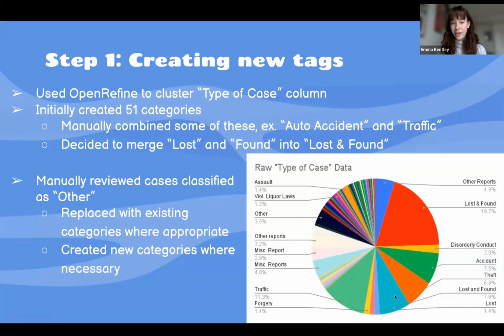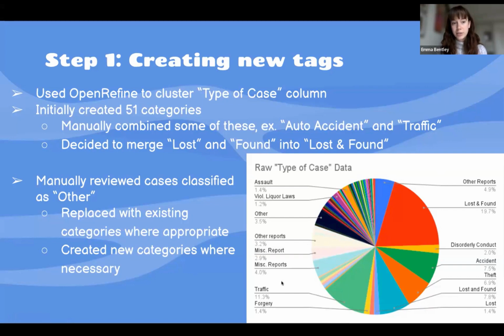If we had all of these 86, I believe, categories that you see on the screen right now, it's so much harder to do analysis with those, especially since a lot of them are so similar to one another. What is really the difference between other reports and miscellaneous reports? And so we began the process of combining and narrowing down those categories.